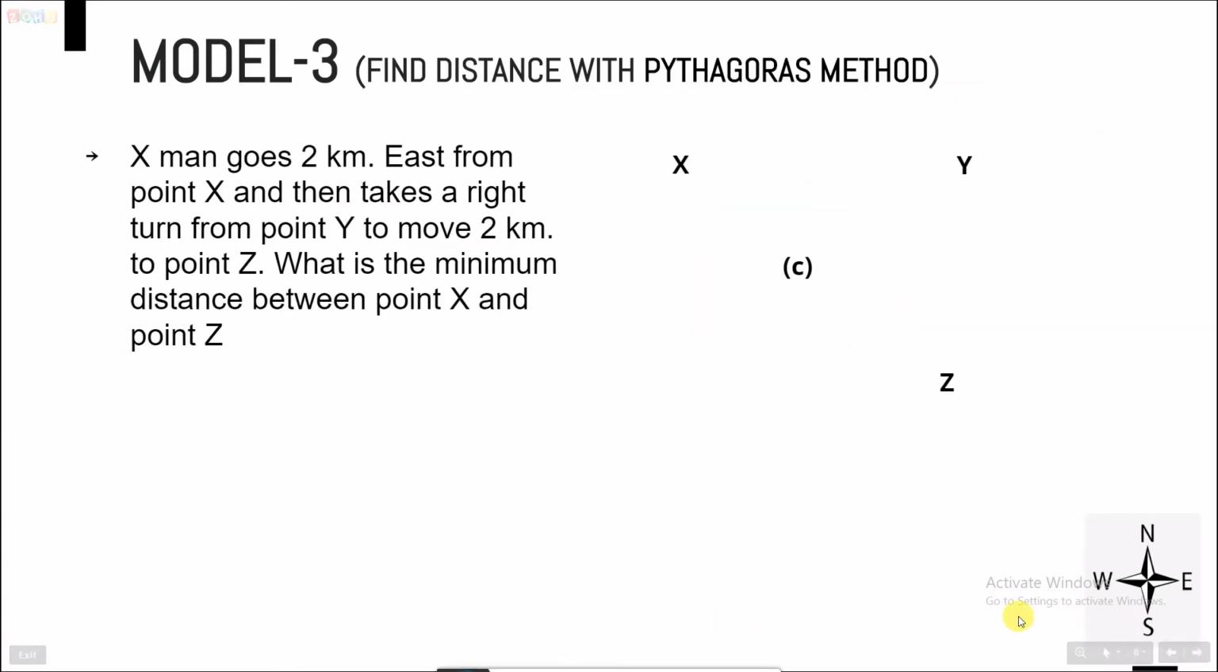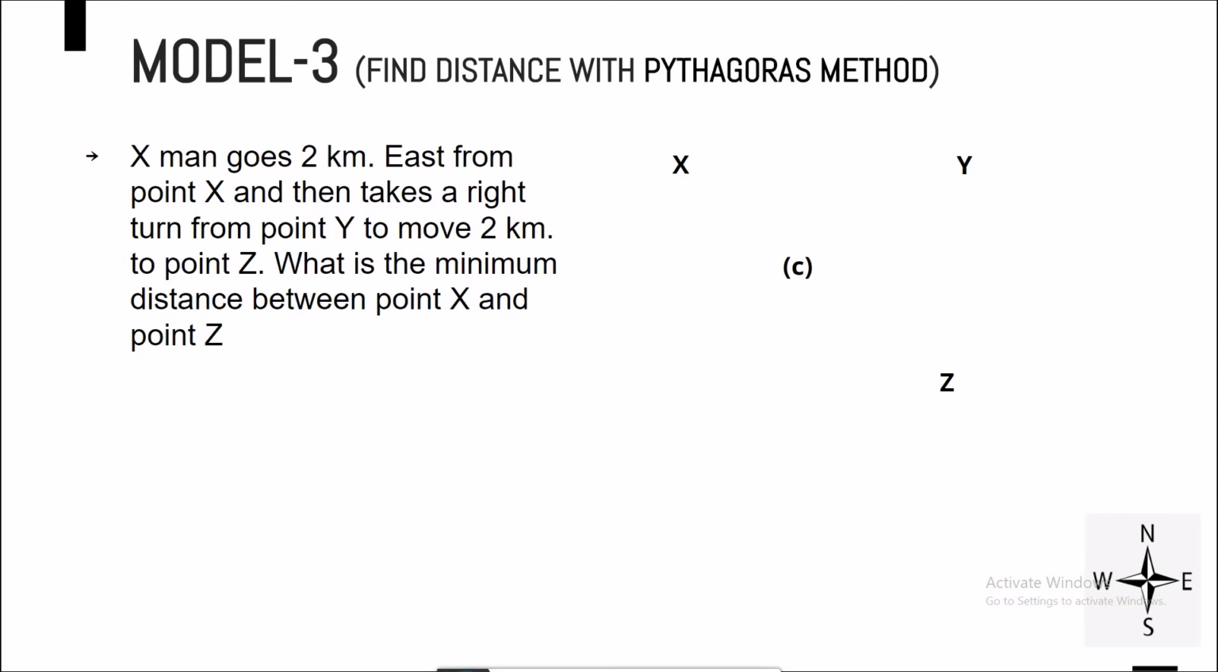Model 3. This problem is solved by using Pythagoras theorem. A man goes 2 kilometers east from point X and then takes a right turn from point Y to move 2 kilometers to point Z. What is the minimum distance between point X and point Z?